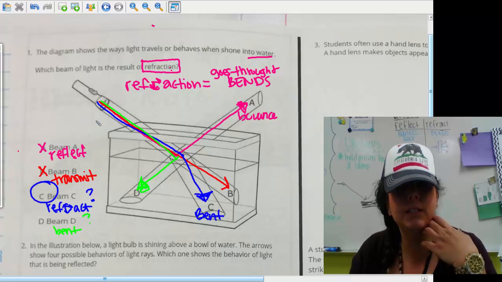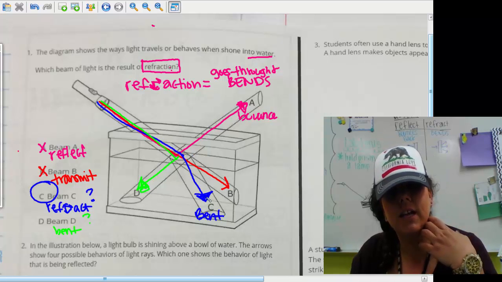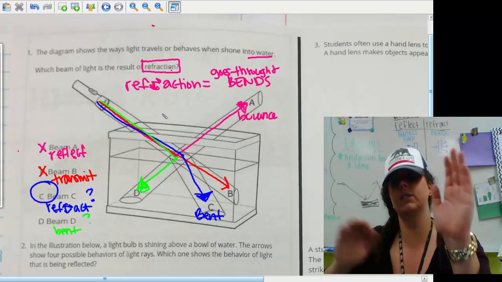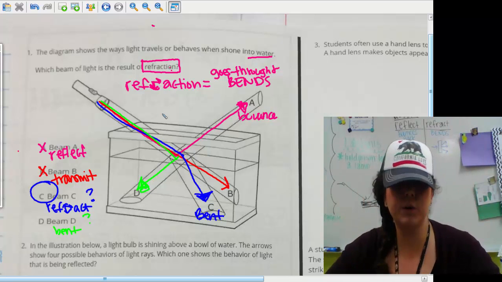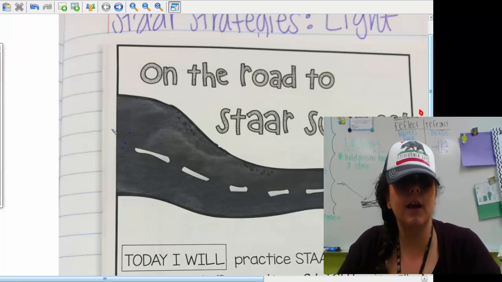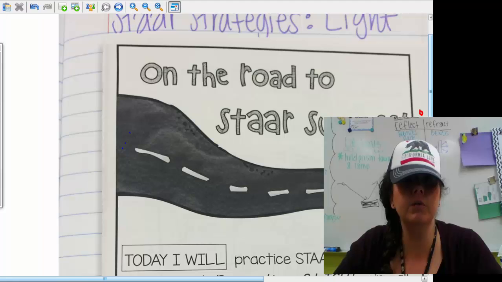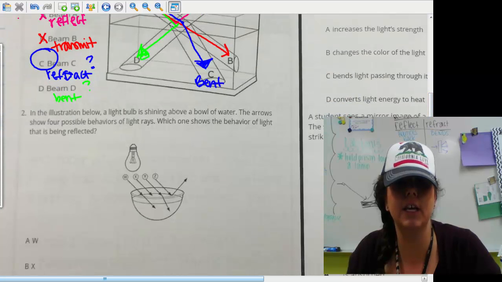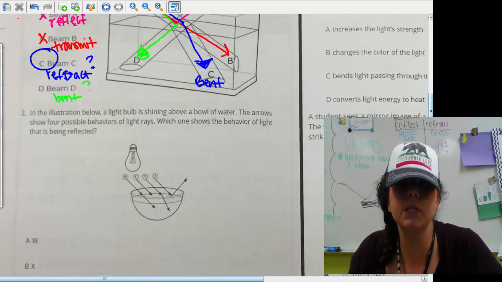C. Okay, because that's the direction that light's going to bend. It's going to stay in a forward motion. It's not going to bend backwards. It's going to bend in that forward motion that it's already traveling. Okay? All right, so pause it and try number 2 on your own. And then when you think you've got it, press play, check your answer, make sure you have all the right strategies completed.